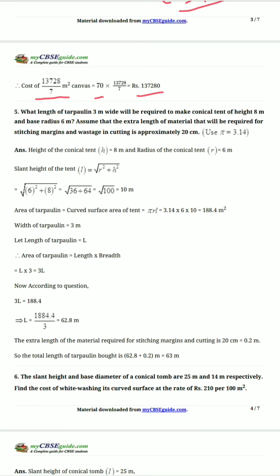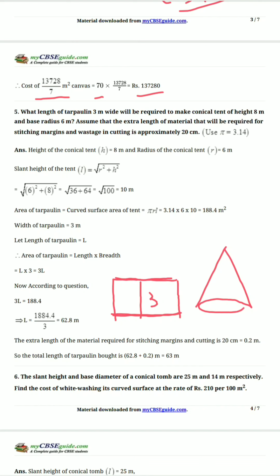So to understand this question, let me see this figure. This is the shape of tarpaulin cloth whose width is fixed, which is given here, 3 meter. We have to find its length. Suppose this much is the length of the cloth, and if we cut this cloth, it will take the shape of a rectangle. Means the tarpaulin cloth which we will take will be in the shape of a rectangle. Now with the help of this we have to make this conical tent.